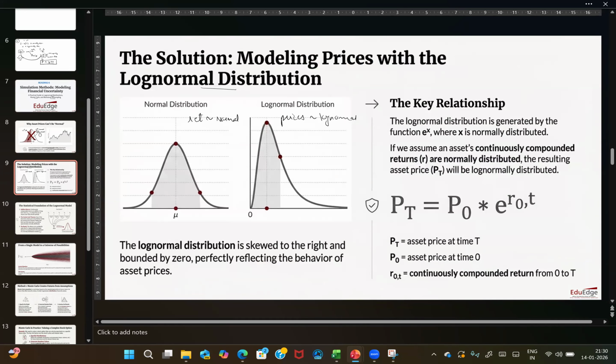And when I write R as ln of P1 by P0, and if I take exponential on both sides, I get P1 is equal to P0 into e to the power R. If we extend for t periods, it looks like this: Pt is equal to P0 into e to the power RT.